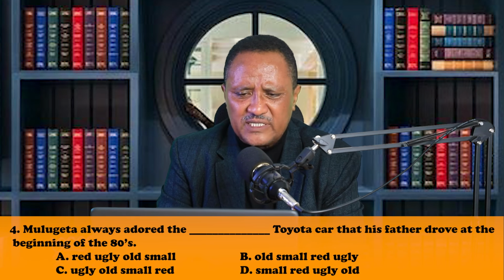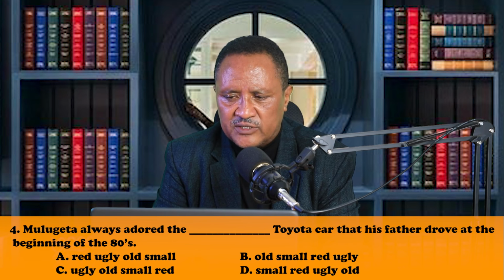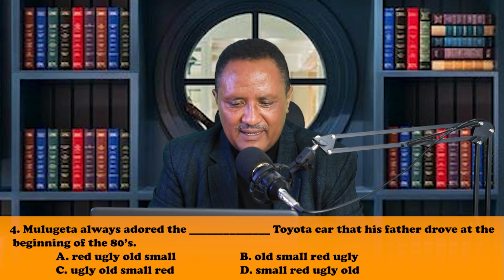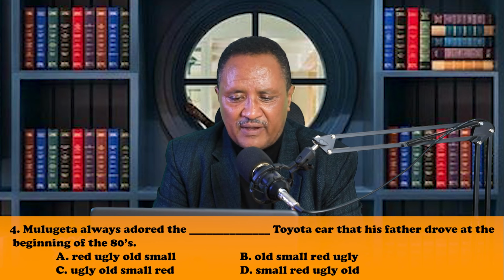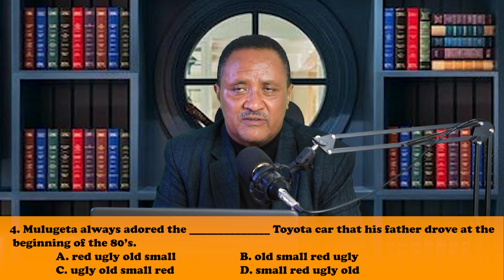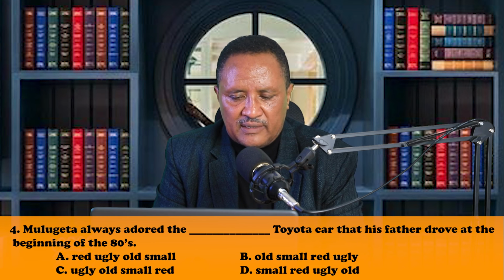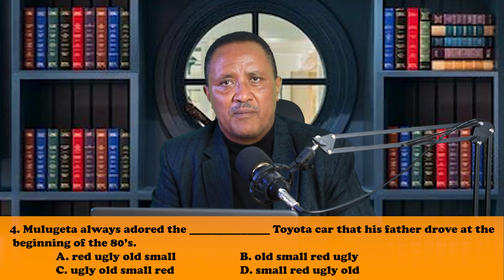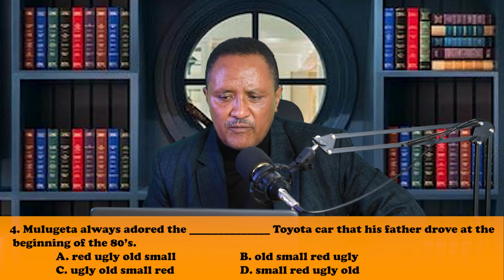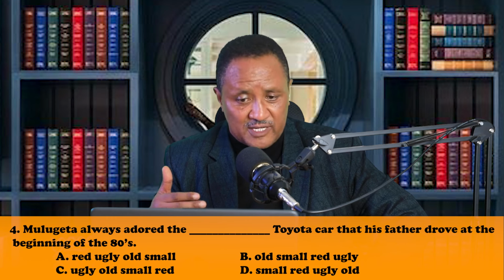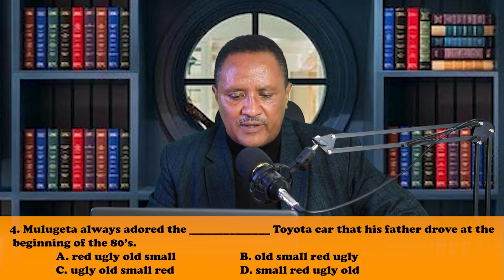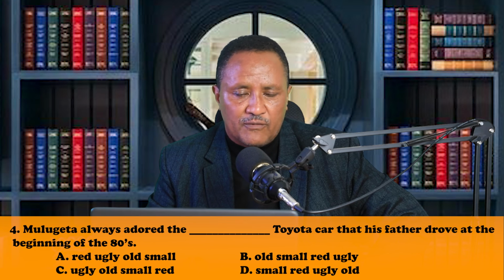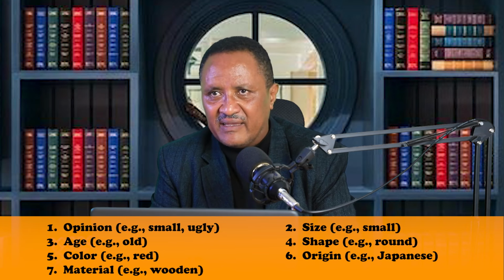Mulugeta always adored the dash Toyota car that his father drove at the beginning of the 80s. All right? In this context, what you are supposed to identify is the sequence of adjectives. Adjectives, most of the time, can be described in terms of opinion, size, age, shape, or what have you. The very intent of the question is to identify whether students know how the different features of adjectives must appear sequentially. For example, small, ugly, beautiful, what have you.